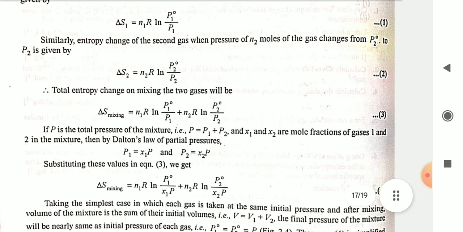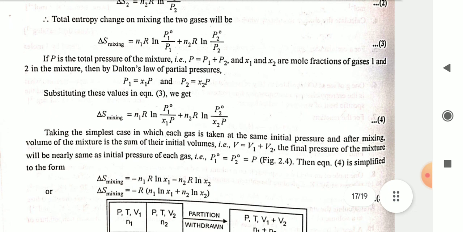Equation second. Total entropy change on mixing the two gases will be delta S mixing is equal to N1R ln P1 naught by P1 plus N2R ln P2 naught by P2. Consider equation third. If P is the total pressure of the mixture, so P is equal to P1 plus P2, and X1 and X2 are the mole fractions of gas first and second in the mixture, then by Dalton's law P1 is equal to X1P and P2 is equal to X2P. Substituting these values in equation third, we get delta S of mixing is equal to N1R ln P1 naught by X1P plus N2R ln P2 naught by X2P.